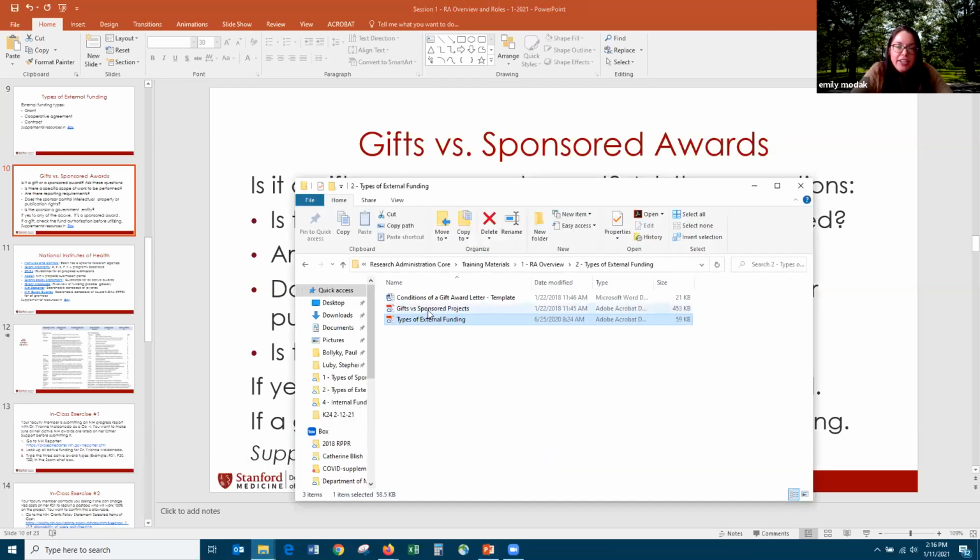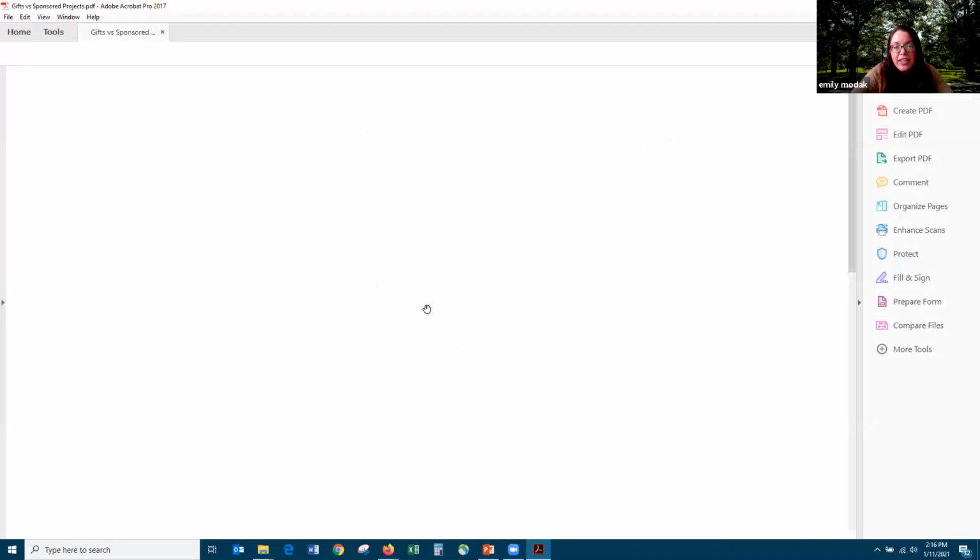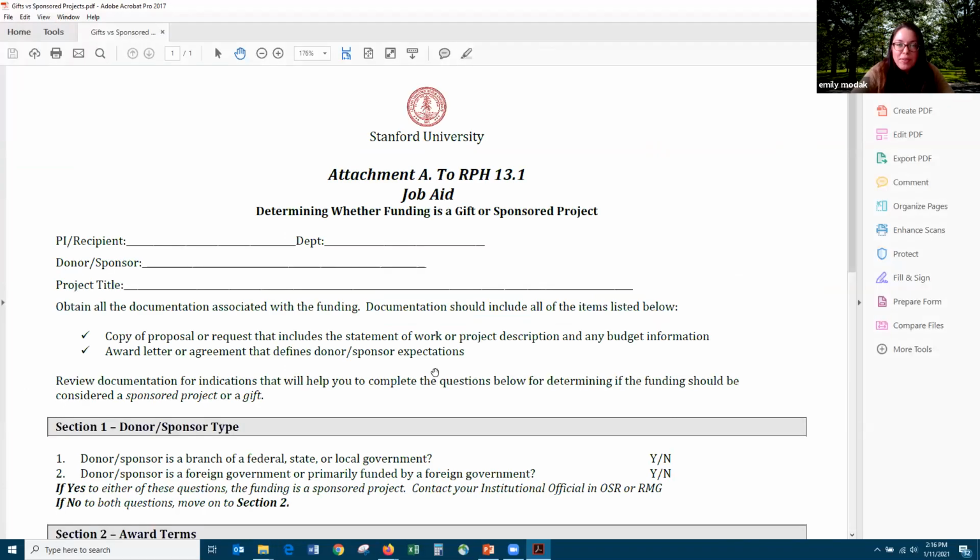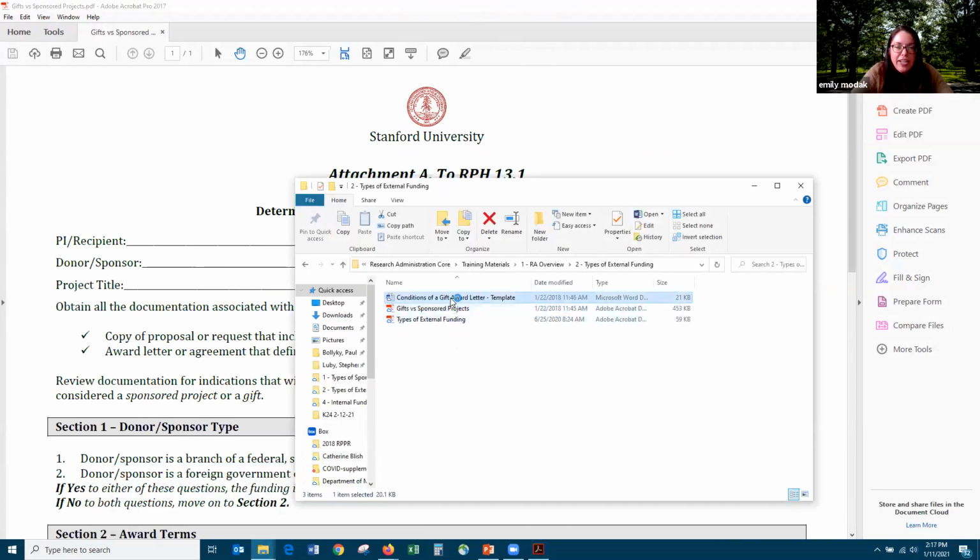And so I've got here a job aid that helps you work your way through this to make this decision. I just want to point out attachment A to RPH. This means Research Policy Handbook. We're going to talk about that later, but a lot of times when you have a question about what's going on with a grant or a gift, any kind of fund, the Research Policy Handbook is going to give you a lot of details about how to proceed.